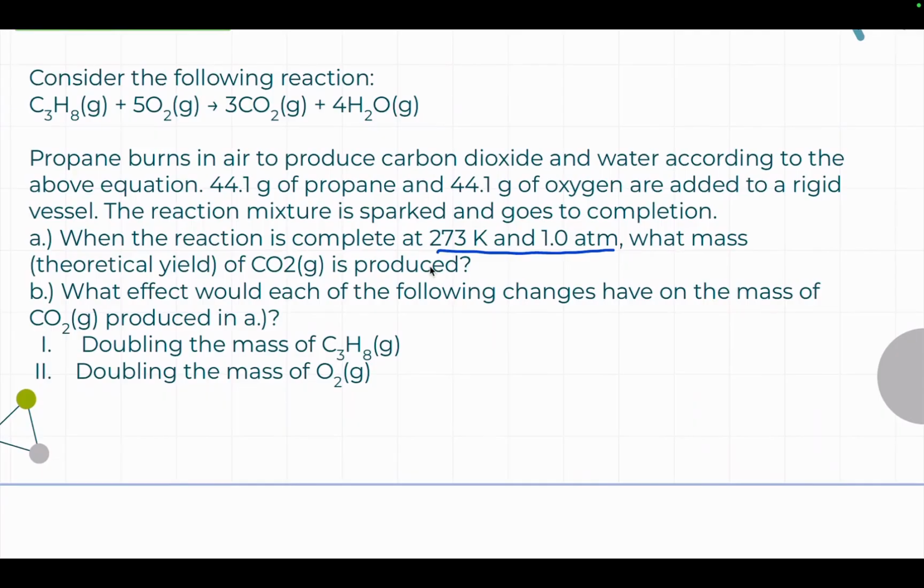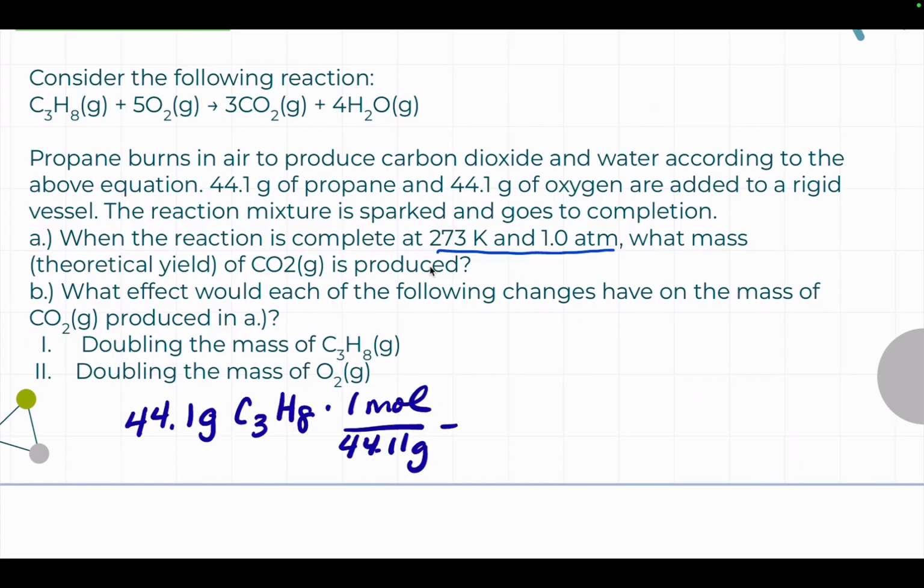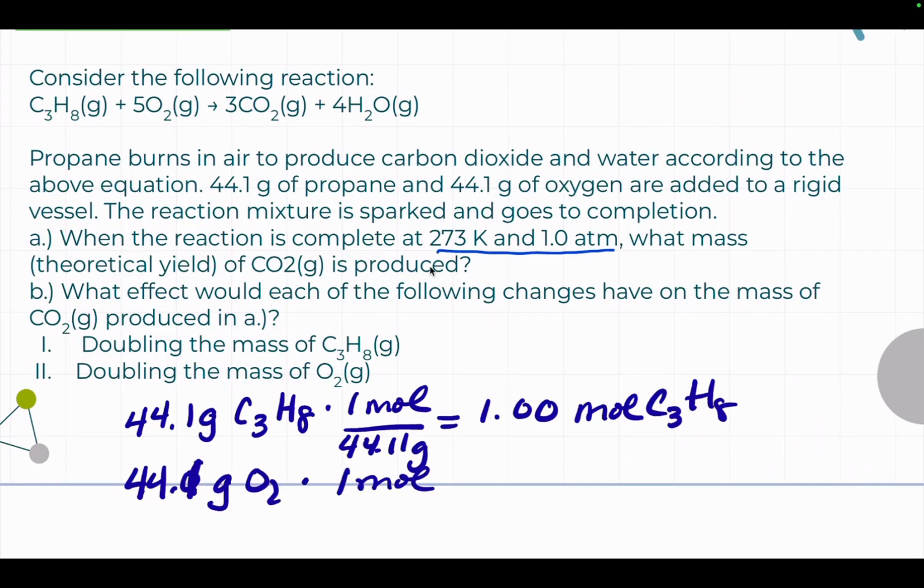We have a combustion reaction of propane producing water and carbon dioxide, reacting with oxygen. So you can see that we're given 44.1 grams of propane. First thing that we always do is convert to moles. So I have about, it rounds, I think it's 0.999 something moles, but one mole of propane. And then if I take my grams of oxygen, and I divide by 32, that means I have 1.38 moles of oxygen.